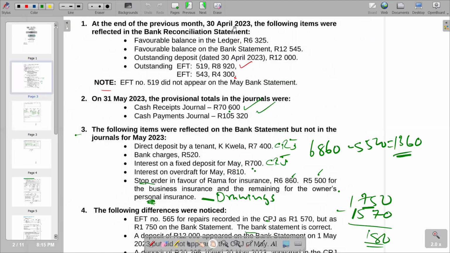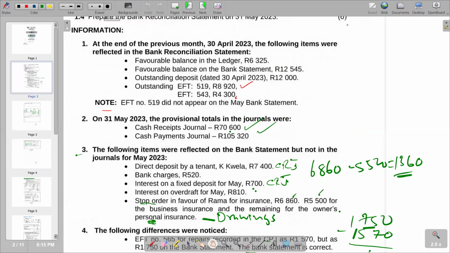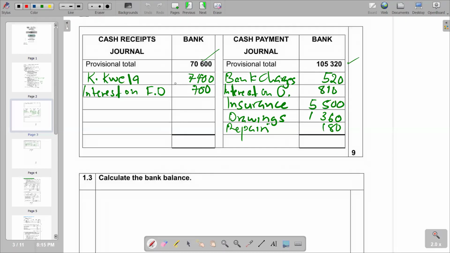From there, we are supposed to add them to get our totals in the journals. We are supposed to add the total of cash in the journal by saying 70,600 plus 7,400 plus 700. We are going to get 78,700. And then we add up 110 plus 5,500 plus 1,360 plus 180. You're going to get 113,690.